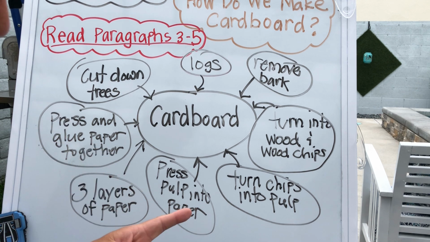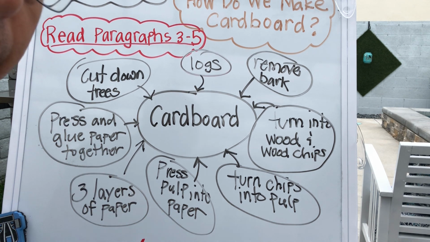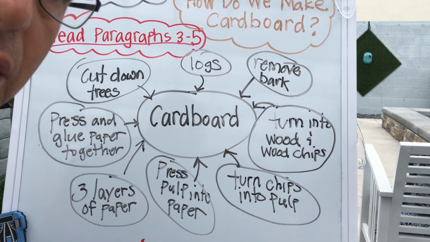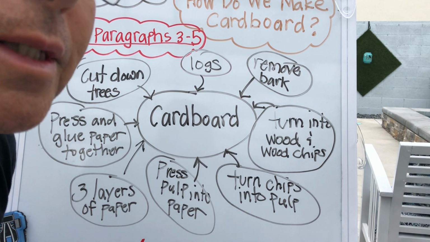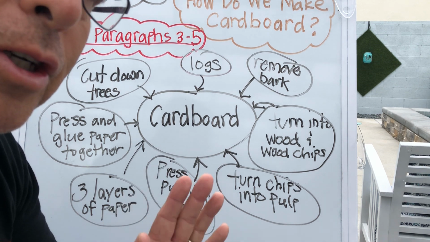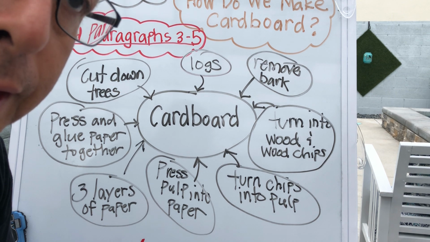Alrighty, so this is not a story. You're giving us information. Alrighty, maybe for science next week, you could try making cardboard. That would be fun. Or maybe we could make paper. I think making paper is easier. All right, have a good day and good luck with your writing today.